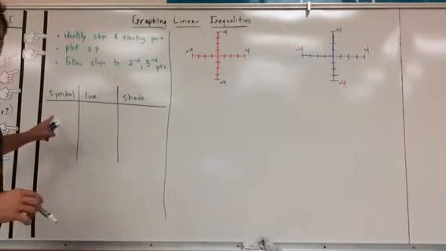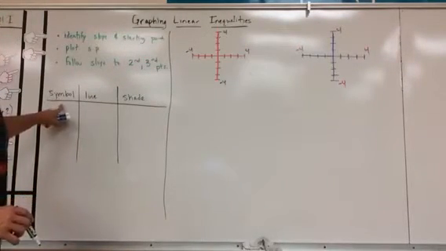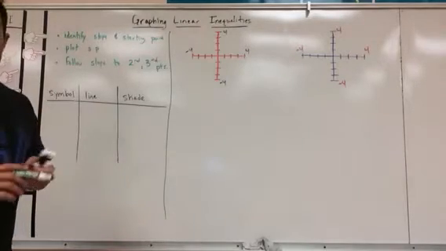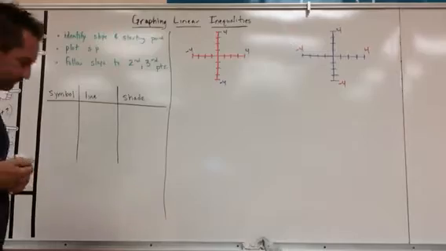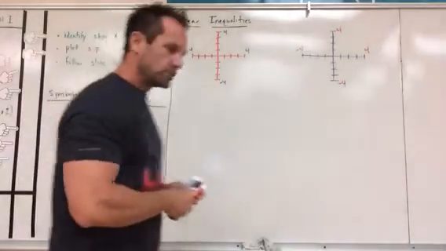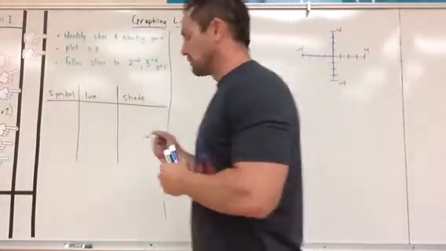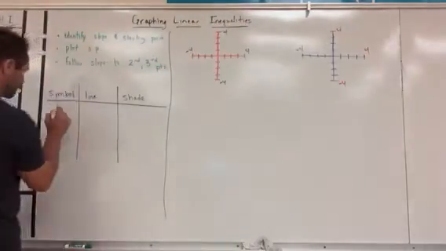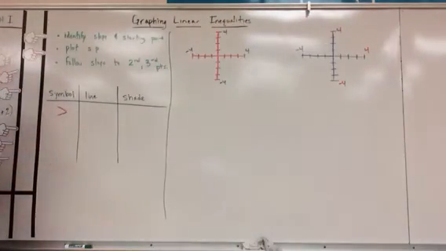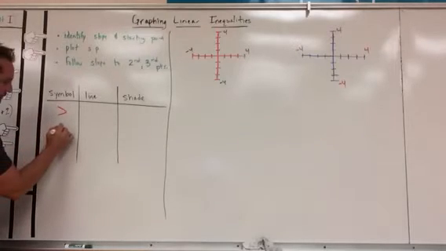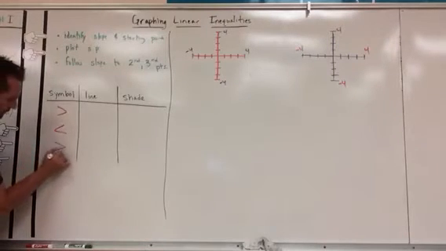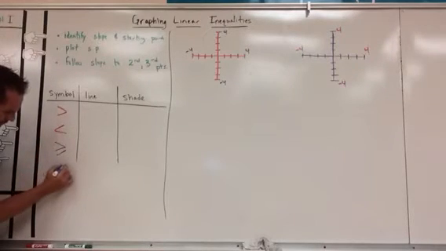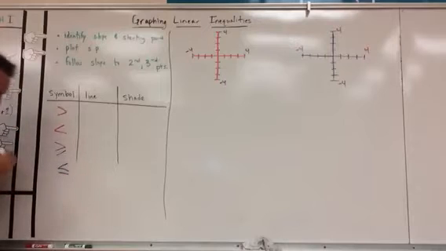So we're going to make this chart where you have symbol, line, and shade. How they are different is that instead of using an equal sign, we're going to use an inequality sign. The first symbol is greater than. The second one, less than. The third one, greater than or equal to. And our final one, less than or equal to.